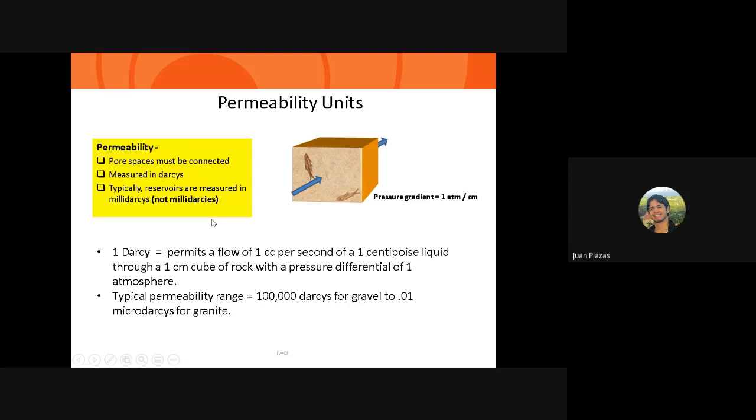Permeability is measured in Darcys or milliDarcys. Sand has a permeability of approximately 1 Darcy, around that. Shale has less permeability than sand.